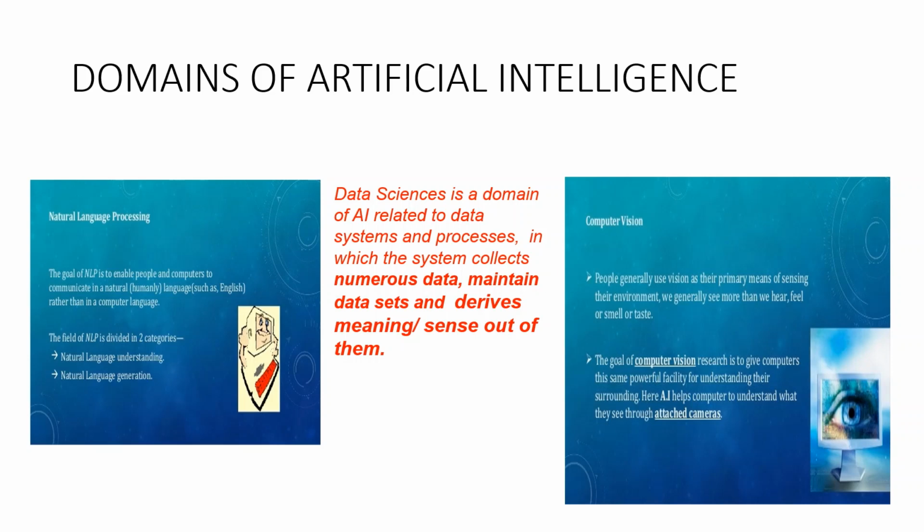Now let us read about domains of AI. First of all, we will learn about NLP, natural language processing. The goal of NLP is to enable people and computers to communicate in a natural language, such as English or human language, rather than in a computer language. The field of NLP is divided into two major categories. Natural language understanding is the first one, and natural language generation is the second one.